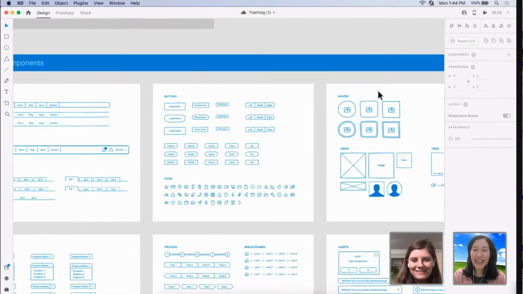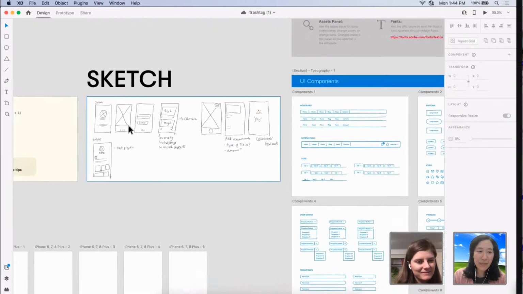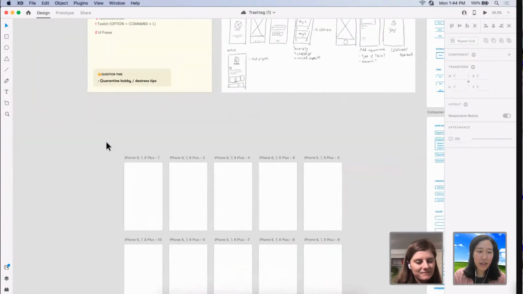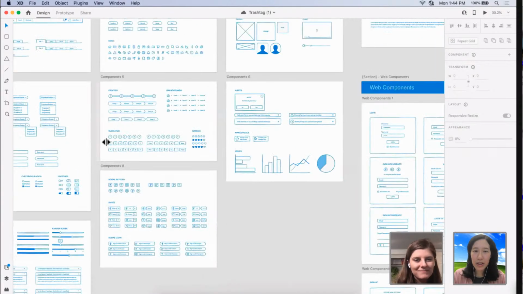And yeah, so going from here, looking at the sketches I had here, I think I'm going to start with the splash screen.